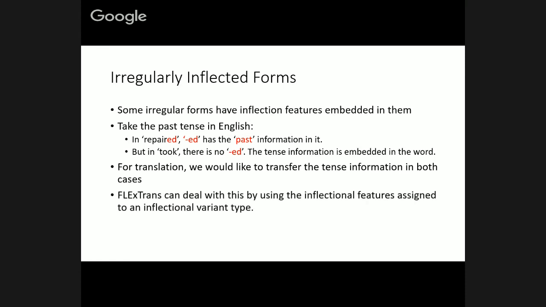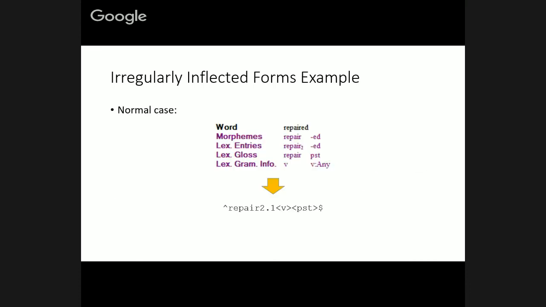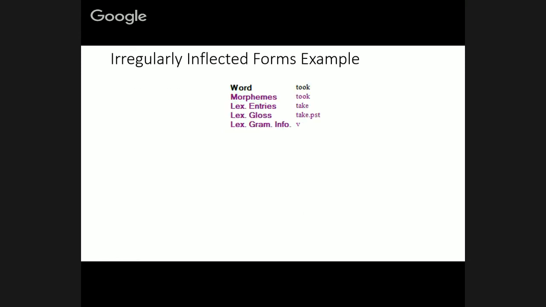And FLEXTrans has a way to do that using the variant type. Let me just show you a little diagram of this. So in the normal case, we get repaired because it's analyzed as two morphemes in Flex, comes out as two tags. The verb is one tag and the PST is the suffix. But when we have the situation of took, there's no extra morpheme there to indicate past. So we don't want just take V and then done with it.